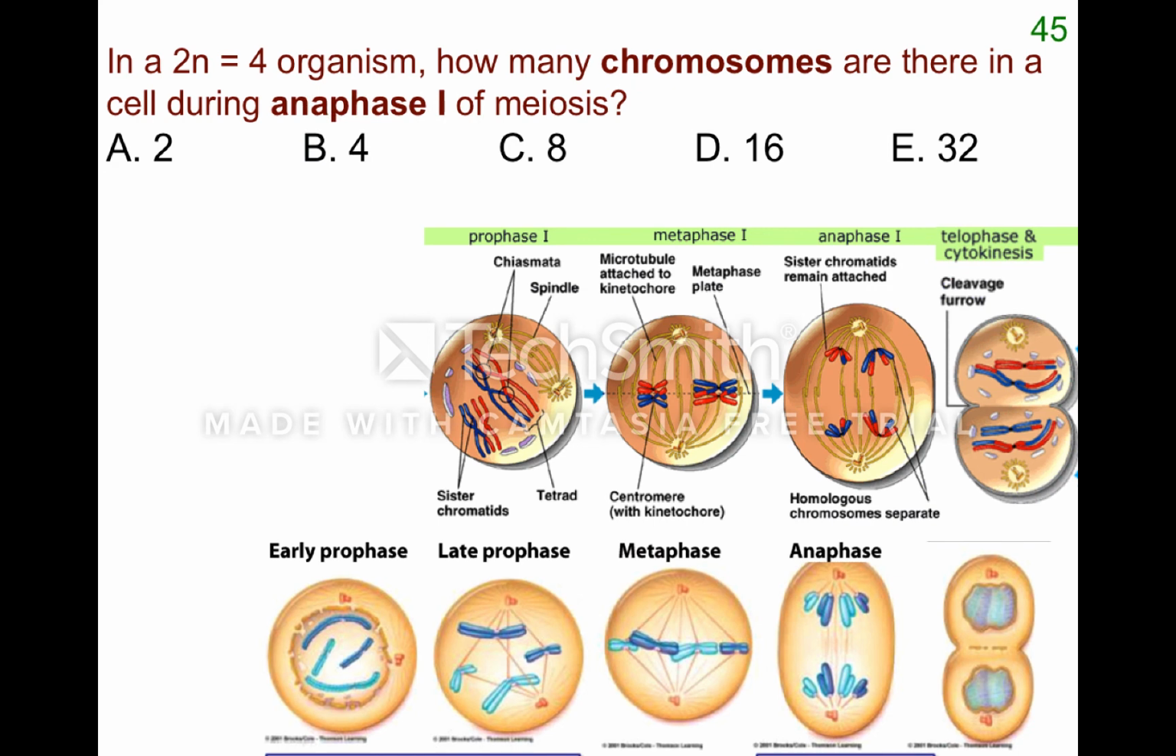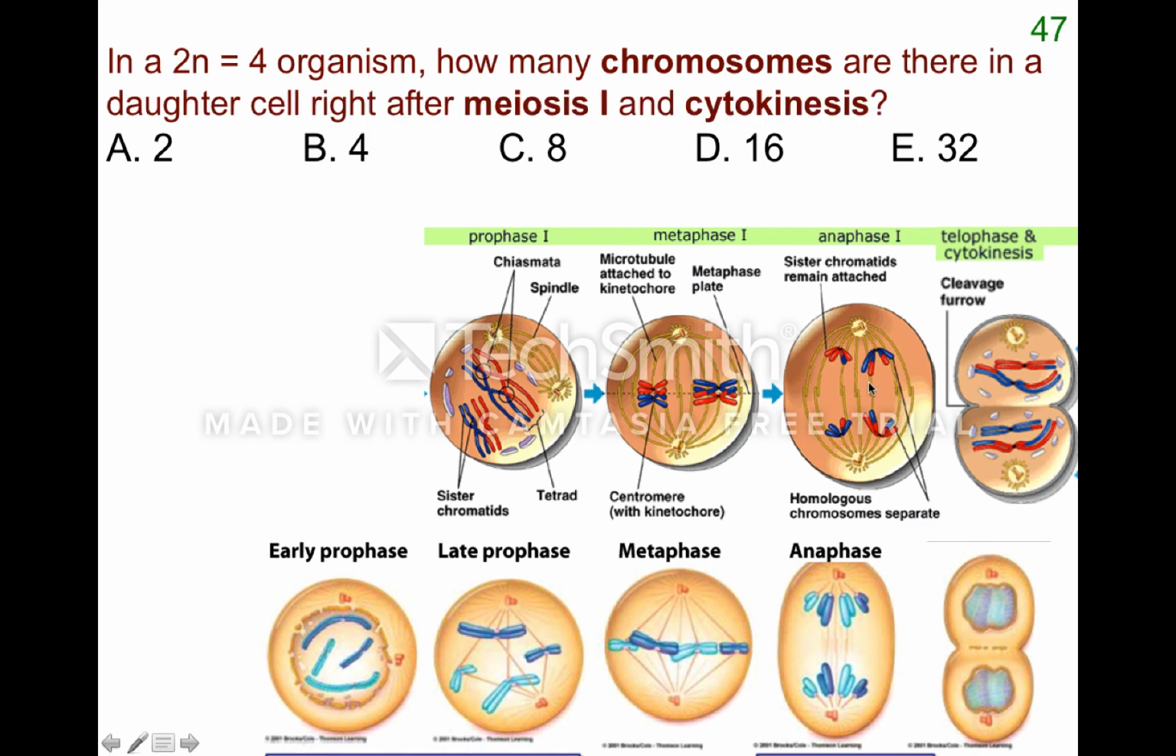Okay, and coming back. So in anaphase 1, we still have 4 chromosomes. Unlike anaphase in mitosis, where we now have 8 chromosomes here, we still have 4: 1, 2, 3, 4. We haven't separated sister chromatids, so this is still just one chromosome. All right. Next question. Pause it now.